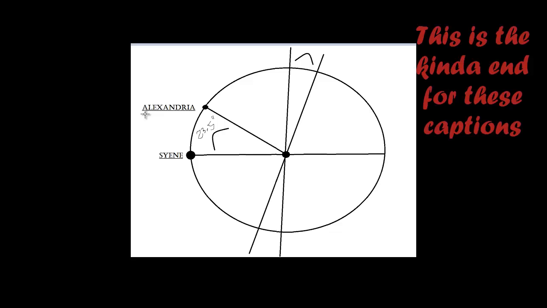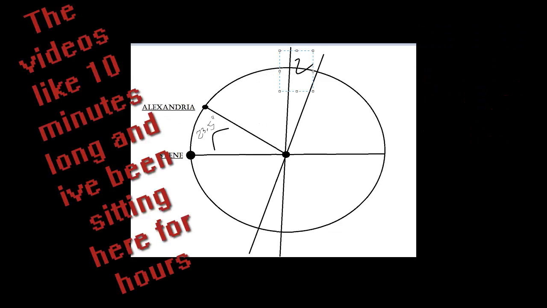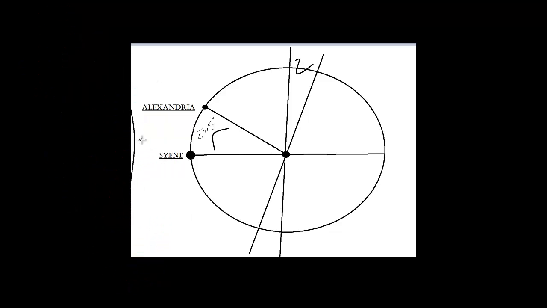one day every year, when the Earth was rotating around the sun, the longest day of the year, the rays from the sun would shine directly into a well in Syene, and it would shine also on Alexandria.